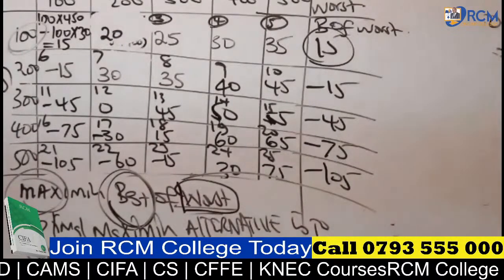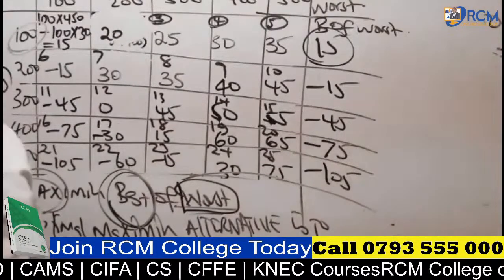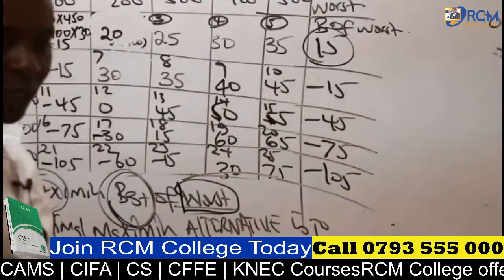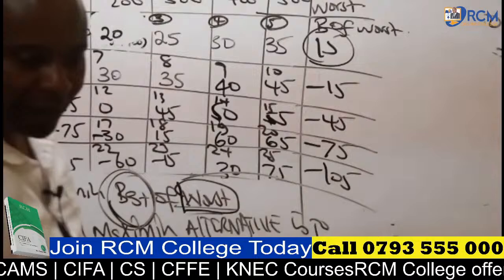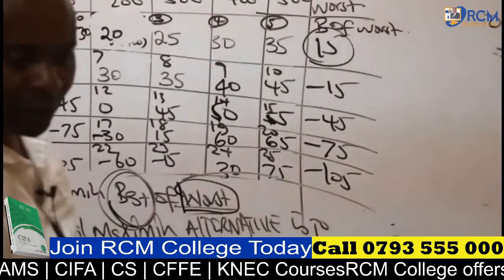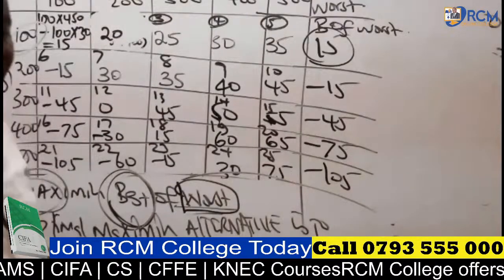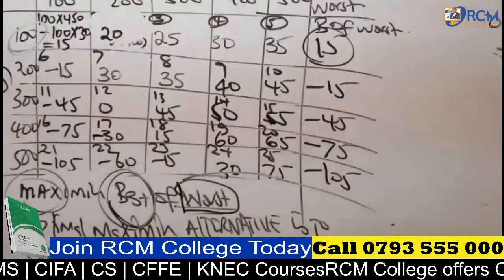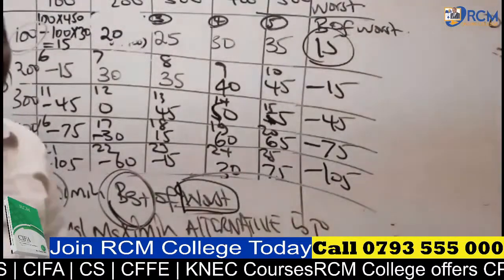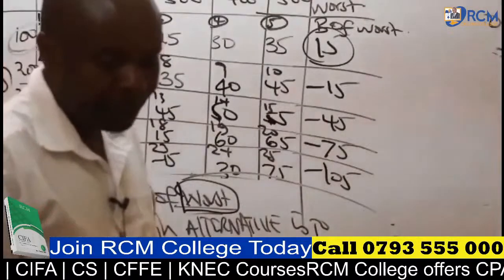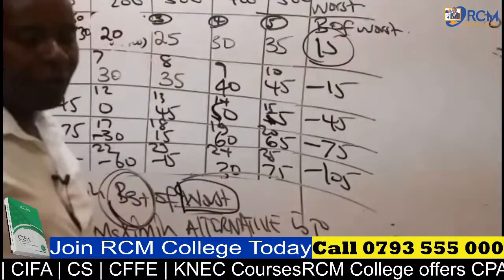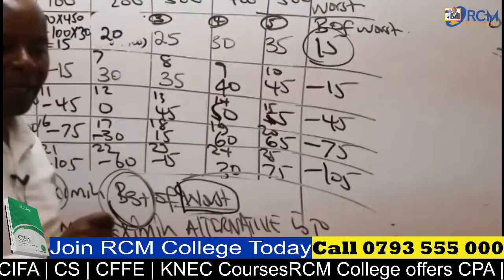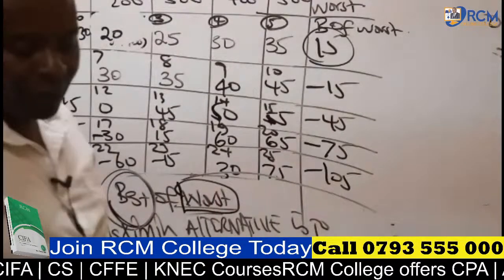Now, although they never asked us this, what if they wanted us to give them the best on the basis of EMV, expected monetary value? What would we have done? For expected monetary value, of course, we would have needed probabilities.